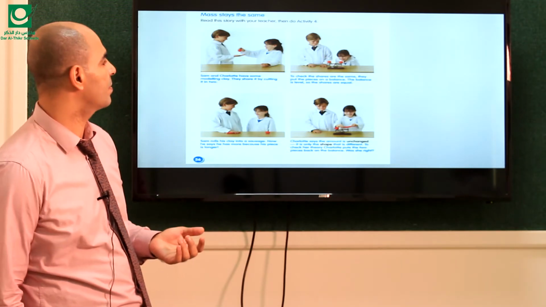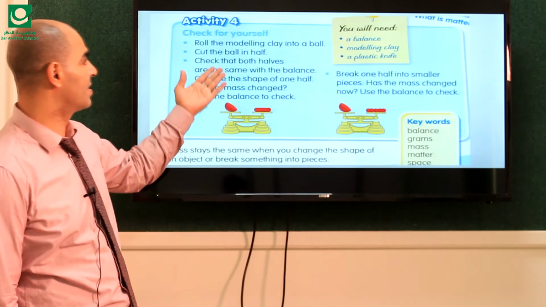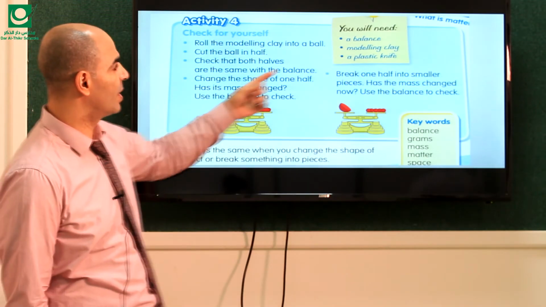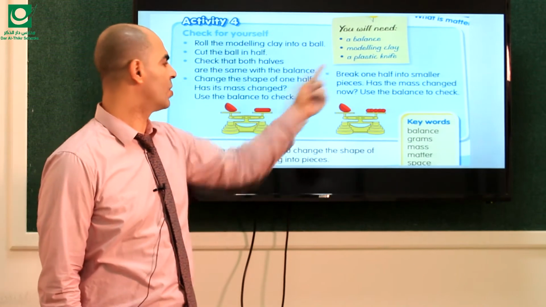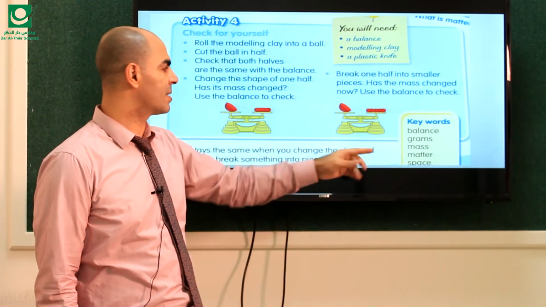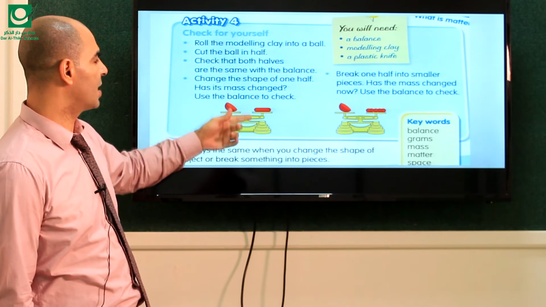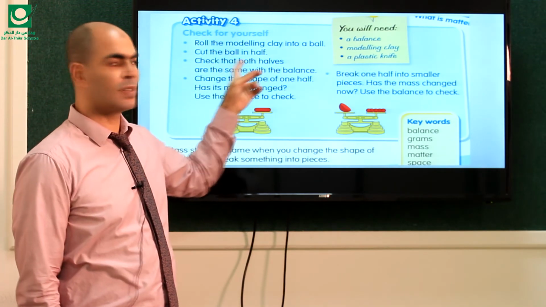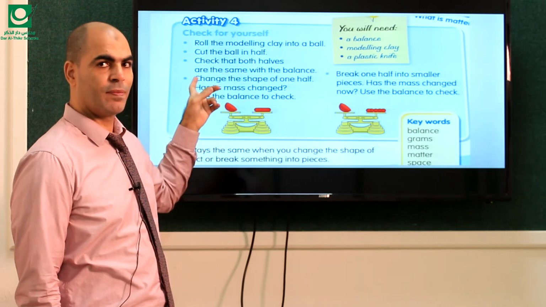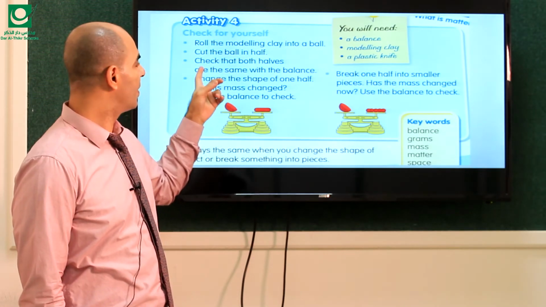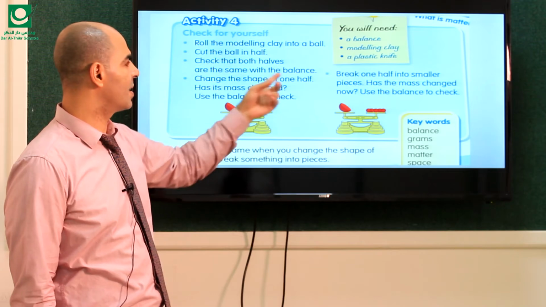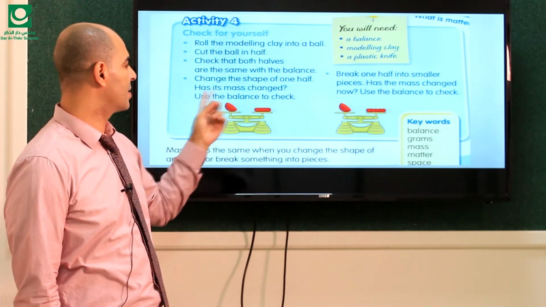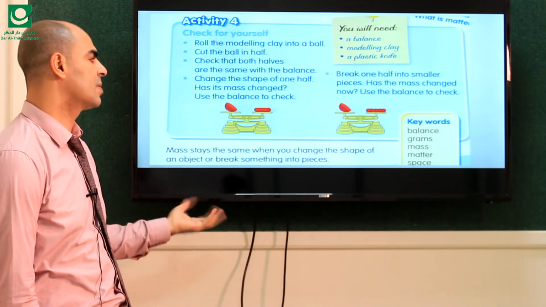Okay? Let's move on to this very important experiment. You will need a balance like this, modeling clay, and a plastic knife. Check for yourself. Roll the modeling clay in a ball. Cut the ball in half. Check both halves are the same with the balance. Change the shape of one half. Has its mass changed? Use the balance to check.